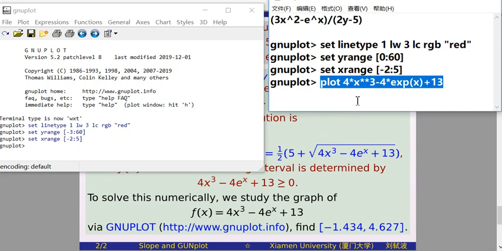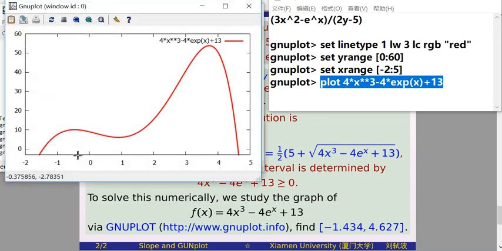Our function is 4x squared minus 4 exponential x plus 13. So this expression should be typed in this way. Then we press enter, we will get the graph of the function. So this is the graph.